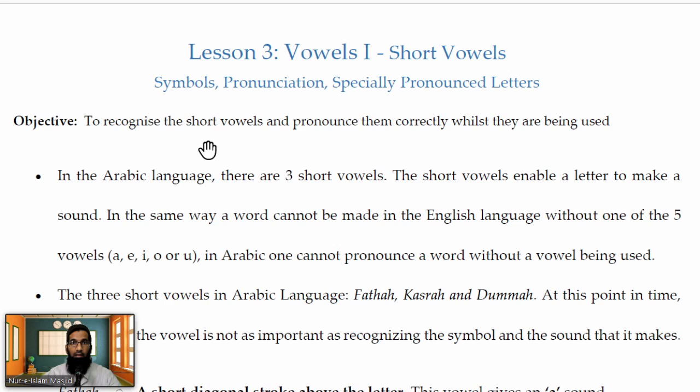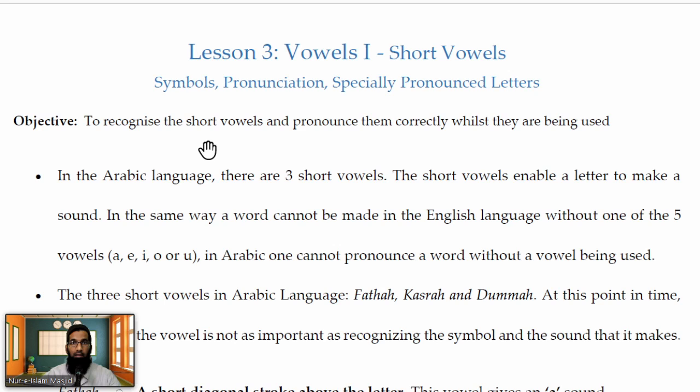E sound, right? And then we have dhamma, a slanted symbol similar to number 9. It is placed above the letter. This vowel gives an oo sound.